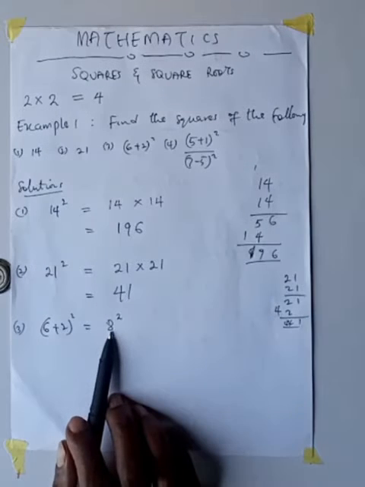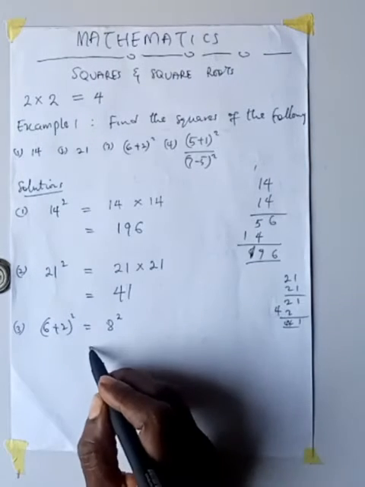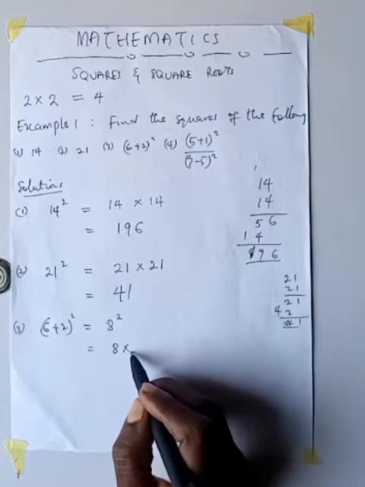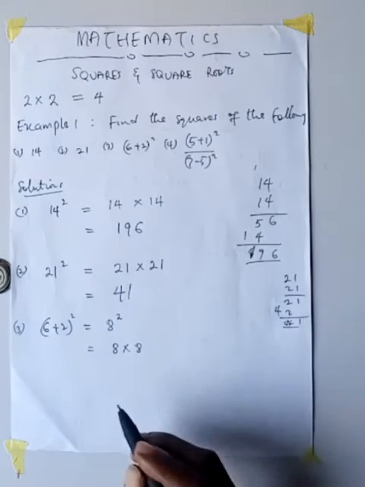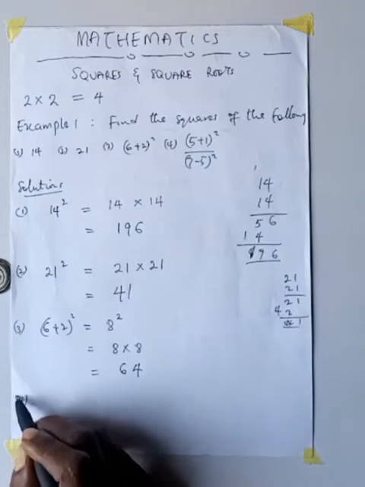So now its square is going to be determined. We are now going to look for the square of 8. And remember, finding the square of 8 means we are going to say 8 times 8, and that gives the value of 64. That is number 3.